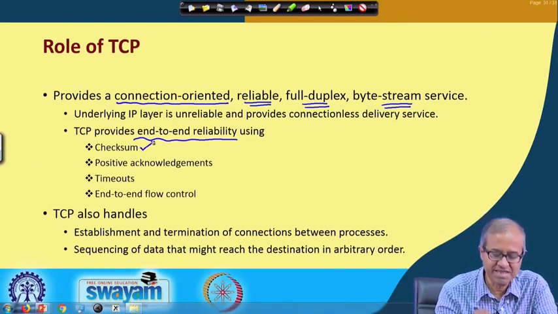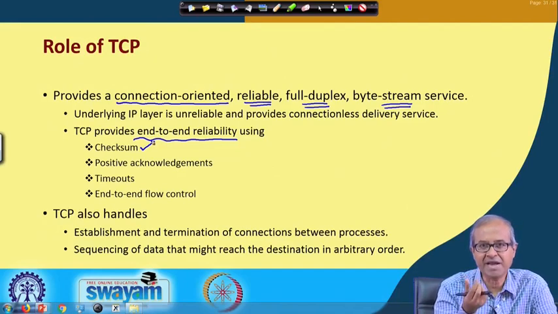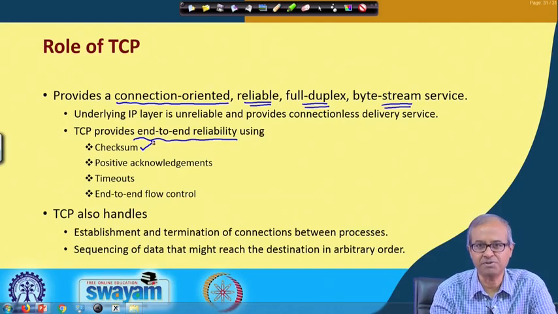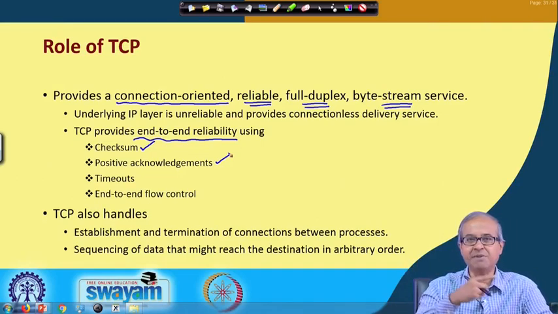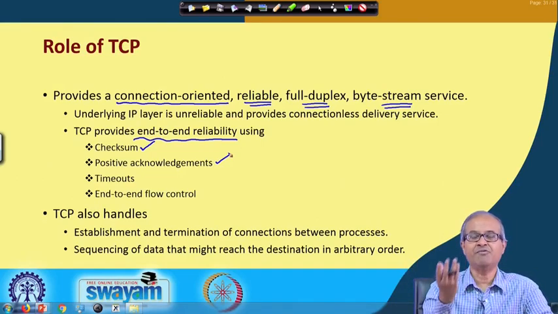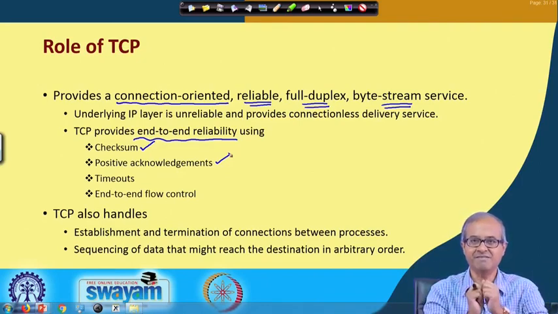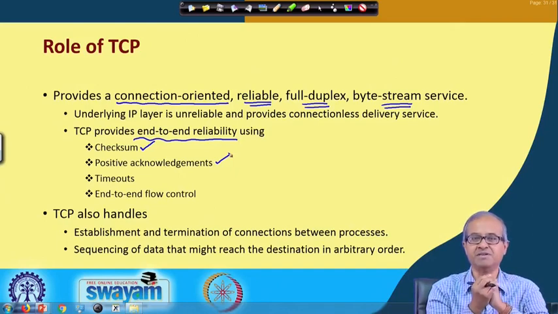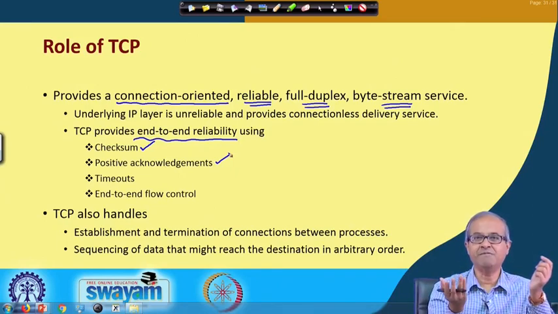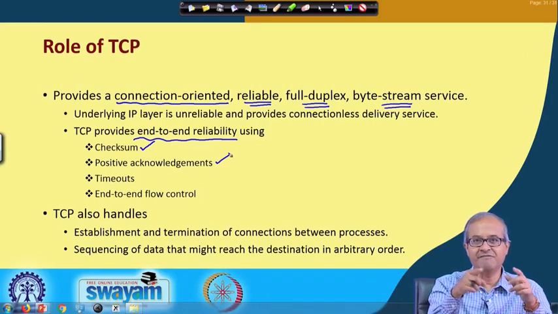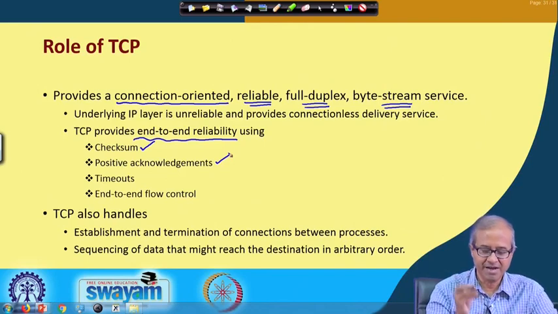Now, TCP provides this reliability using several mechanisms. There is a checksum, where each packet is verified using a checksum mechanism to see whether the packet has become corrupt, whether there is an error in the packet or not. Positive acknowledgement: the receiver sends back an acknowledgement to the sender that, well, I have received all bytes up to 1050. This is a positive acknowledgement. So, now the sender knows I have to send byte number 1051 onwards now, the rest have been received correctly.